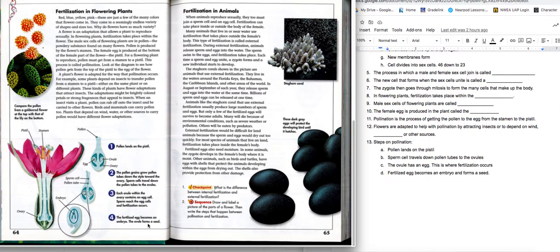Okay, the next generation moves on. So God in His wisdom, plants and animals reproduce. We're going to pause there for today. We'll pick up fertilization in animals starting next week.